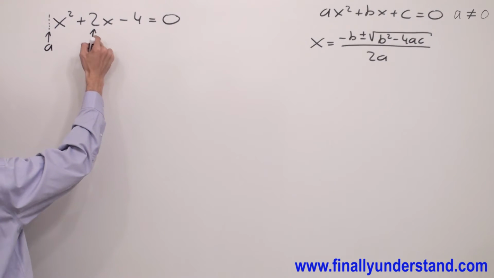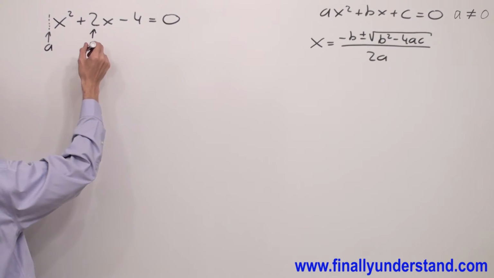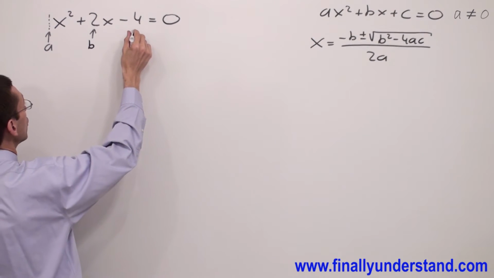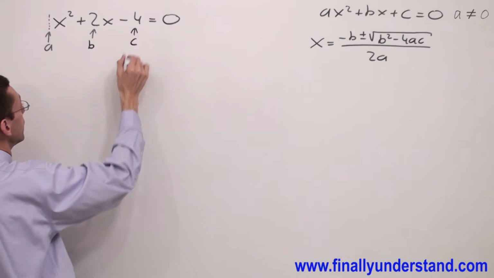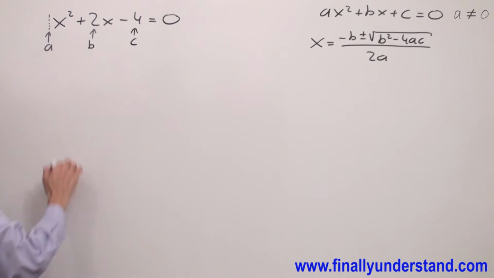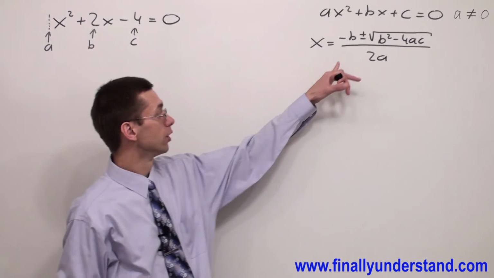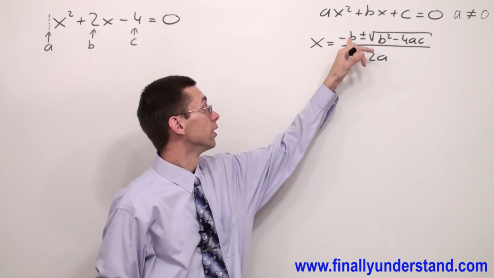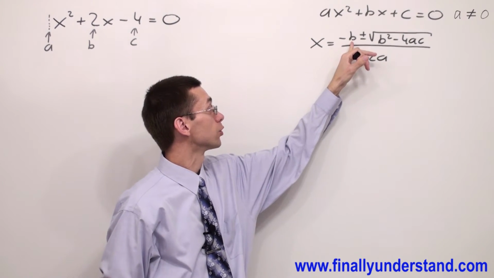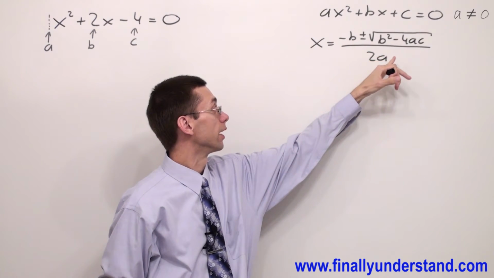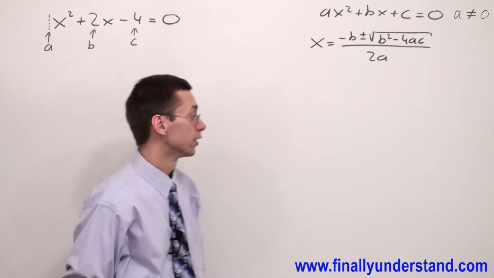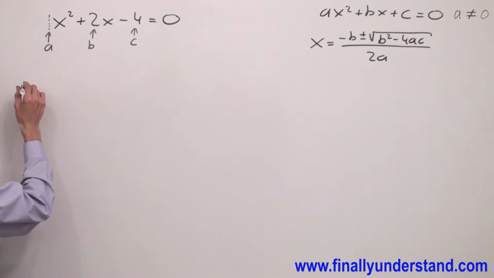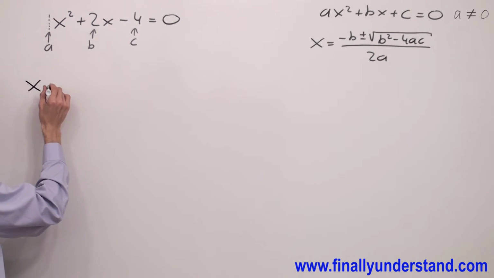2 is the coefficient of my first degree term, called B, and the constant is called C. I need to call them A, B, C because I'm going to use the quadratic formula. And in the quadratic formula you have variables called A, B, C, okay? A, B, C. So always write the formula first.